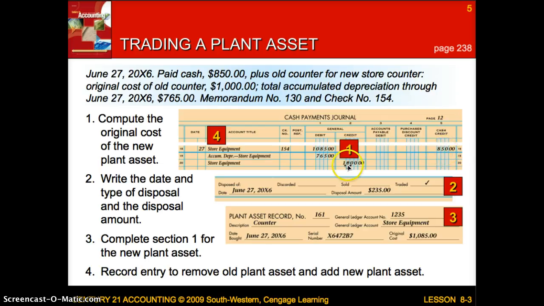Okay, because our store equipment, that our old counter that we need to get rid of, was $1,000. Our accumulated store depreciation was $765. Okay, and the difference there in our store equipment was $1,085. So we need to go through here and we write our trade value of $235. And then we have our plant asset record here, our new record of this new counter for $1,085.